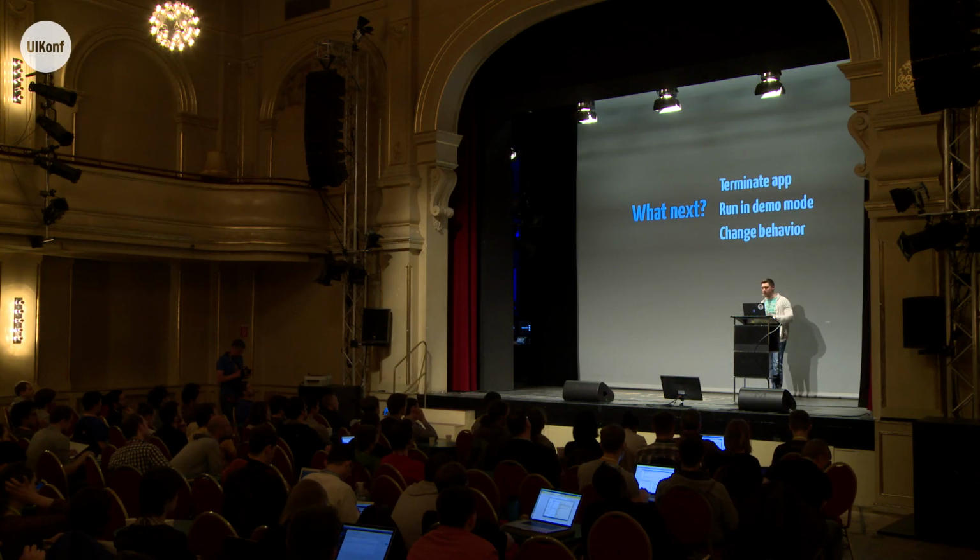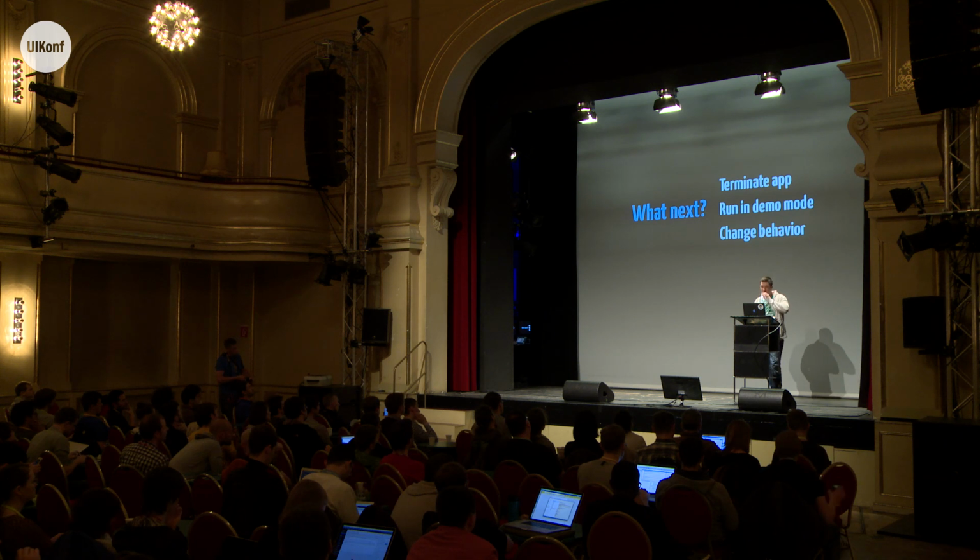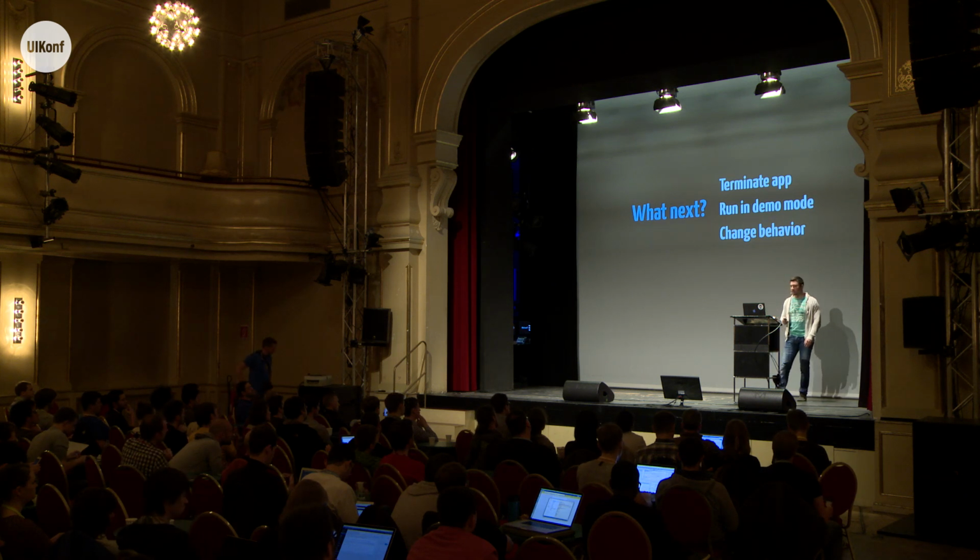So, integrity checks, debugging checks, everything. We detect that we have been cracked, the integrity was changed. So what can we do? First of all, terminate our application. As for me, it's not a good way. Better to run the application in a demo mode.